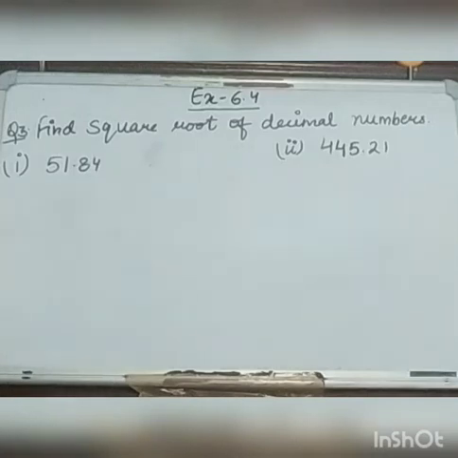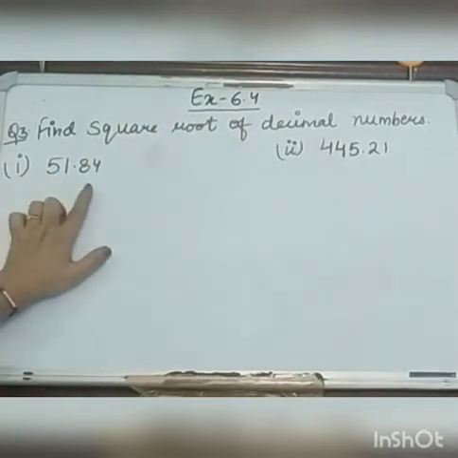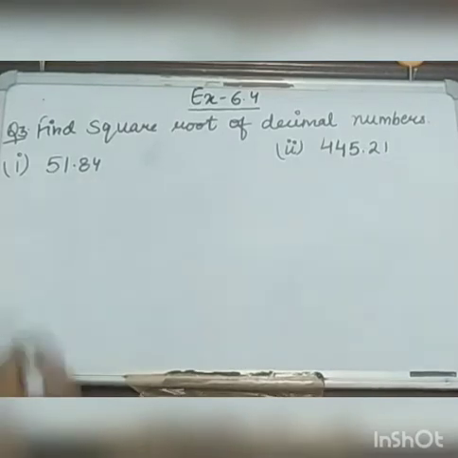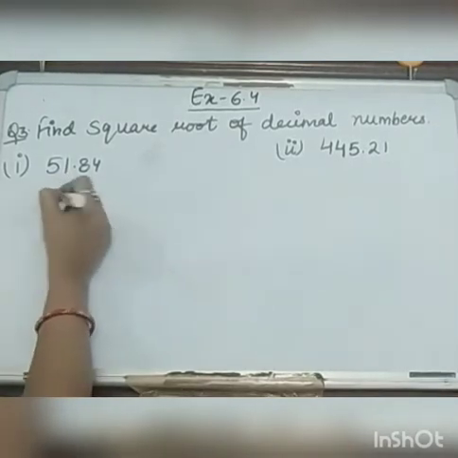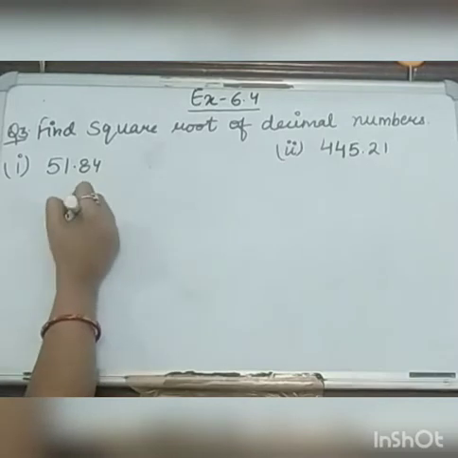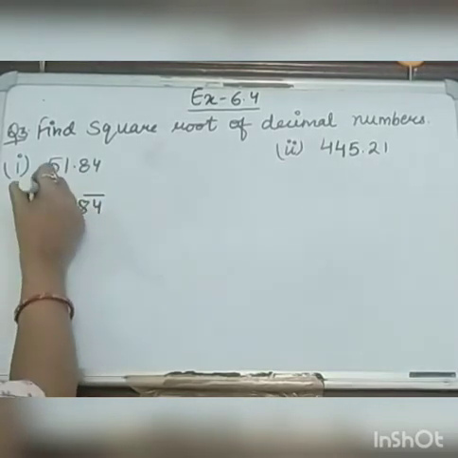Good morning, dear children. So today we will start the next question. Find the square root of decimal numbers. Okay, so the first number is 51.84. Let's first of all pair up like this.